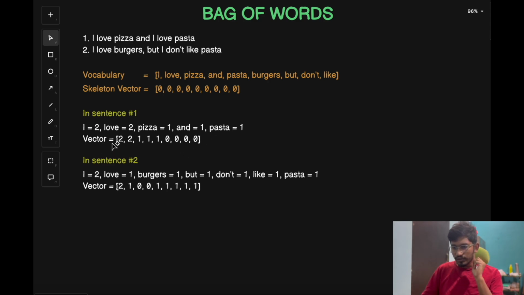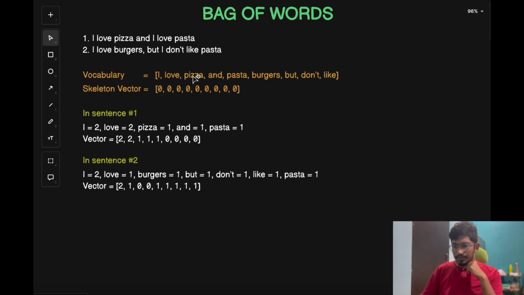So for sentence 1, we get this vector form, which is 221110000. Similarly, the vector representation for sentence 2 will look something like this: 2100 and then 5 ones, because the first word in our vocabulary is I, and I appears 2 times. So we put 2 here. Second word love appears 1 time. So hence we put 1 here.